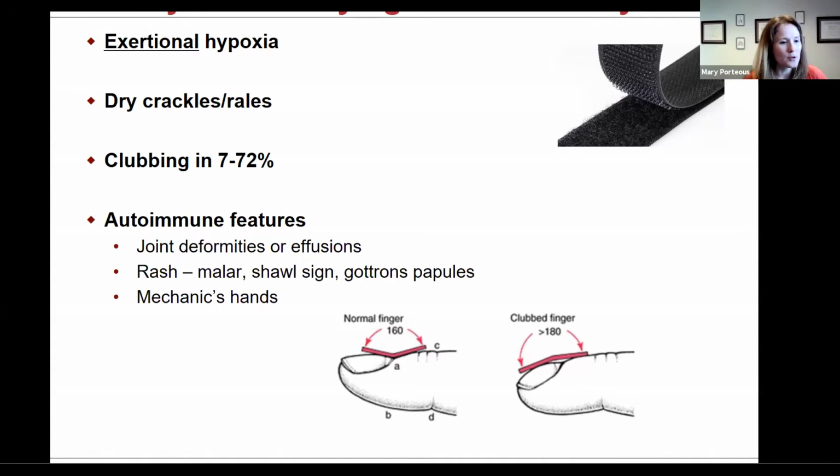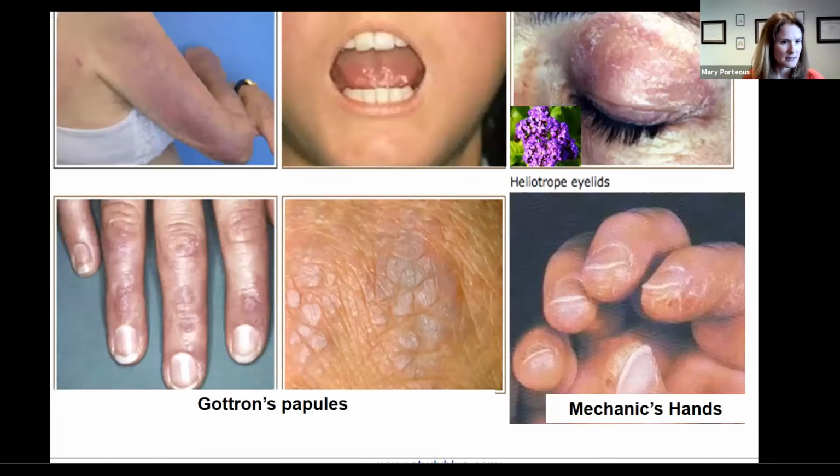And then looking for autoimmune features, so joint deformities or effusion, rashes, or mechanic's hands. Let's take a look at these. This is the shawl sign. Think of it as if you're wearing a shawl, and you'll see an erythematous or purplish rash in that location, a V-neck, as the name describes. This patient has a narrow oral aperture, which you may see in the intensive care unit or under anesthesia when you're trying to intubate patients who can't open their mouth. That's suggestive of scleroderma.